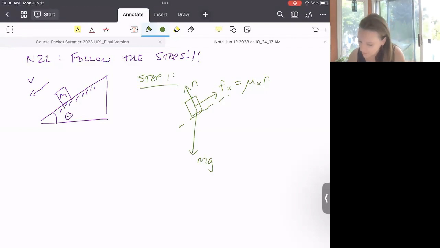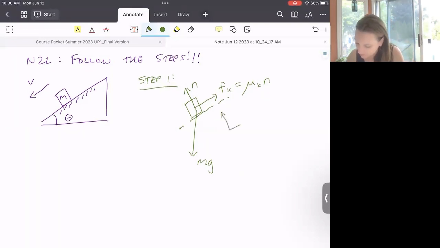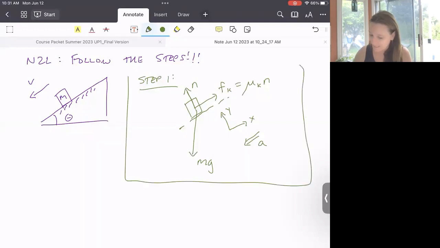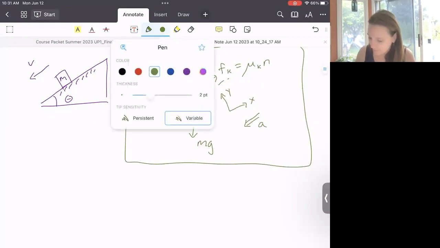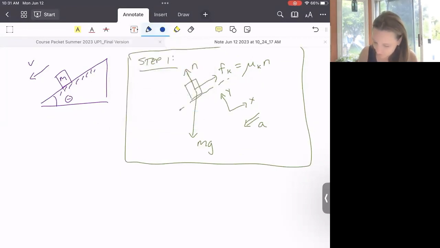I need to draw my axes, and on a ramp, we tilt our axes, x and y. I'm going to be stubborn and take my positive right-handed coordinate system. So in this case, x is up the ramp. Again, you'll see it doesn't matter as long as I'm consistent. And then my acceleration, near but not on the diagram, with a double arrow. So this is my step 1. A good free body diagram is pretty much more than half the battle. So now let's go ahead on to step 2.